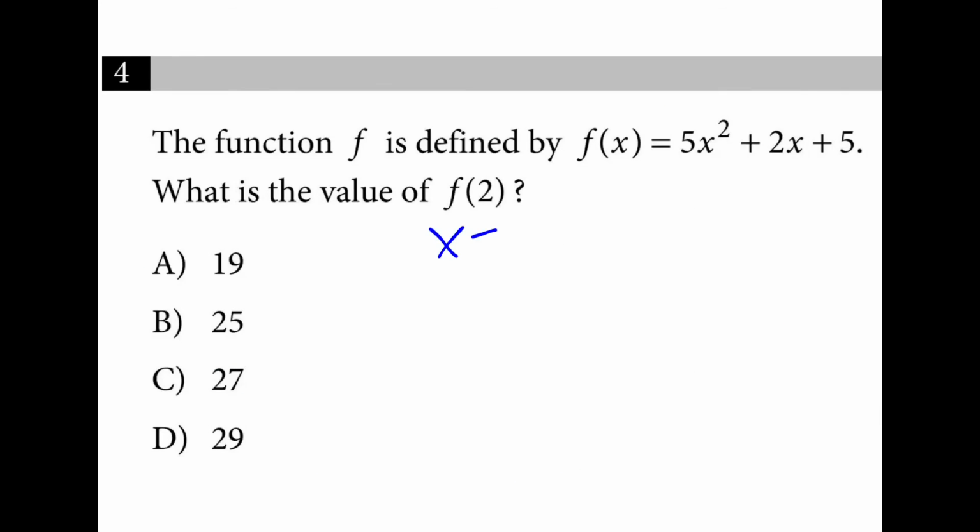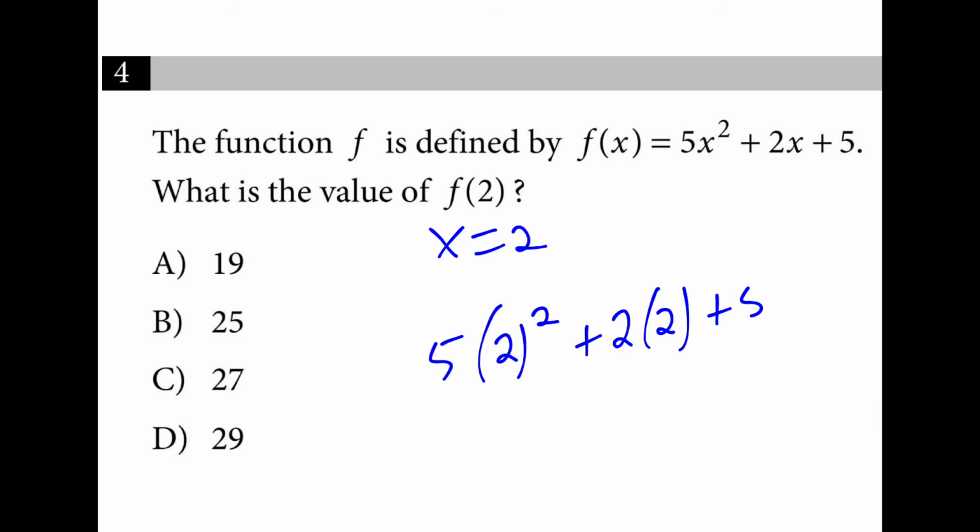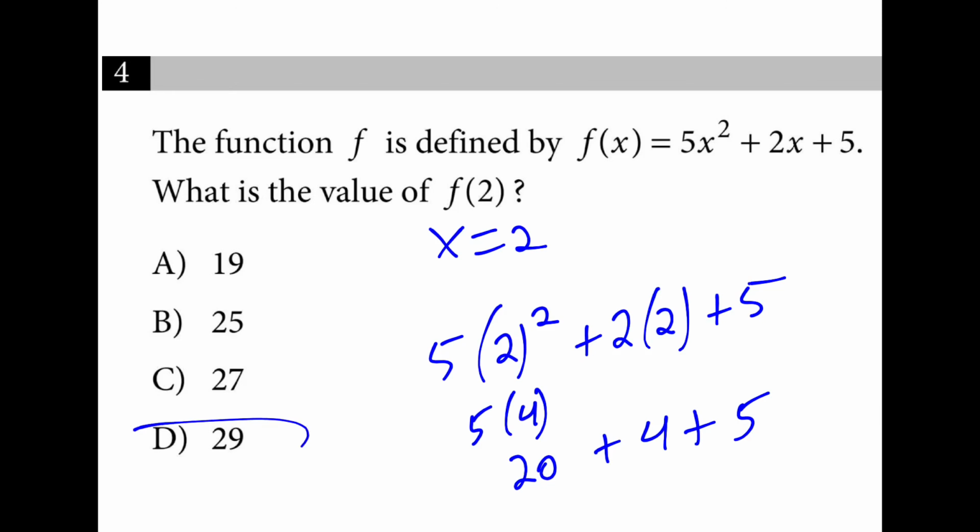For this one, we just plug in x is equal to 2. So this becomes 5 times 2 squared plus 2 times 2 plus 5. So 5 times 4, which is 20. 2 times 2, which is 4. And if we add all those together, we get D.